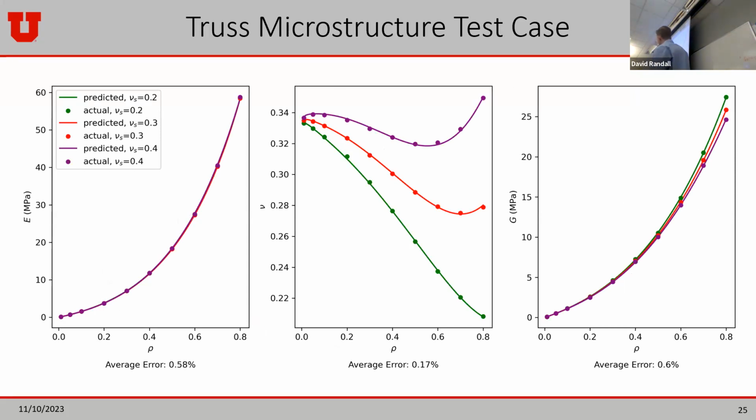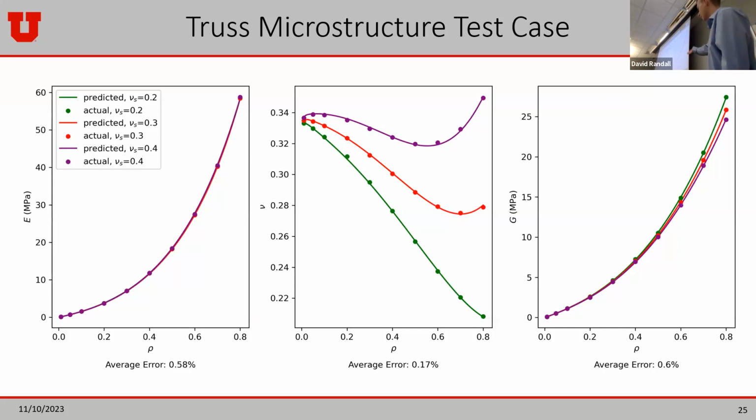Starting from the left, we have Young's modulus, in the middle we have Poisson's ratio, and then on the far right we have shear modulus, plotted with respect to the density of the truss microstructure. The different colors represent the different Poisson's ratios of the solid cube of material that the truss is made up of. And then the points are the actual data and the lines are the model data.